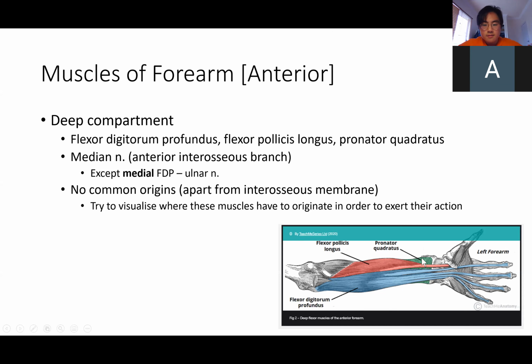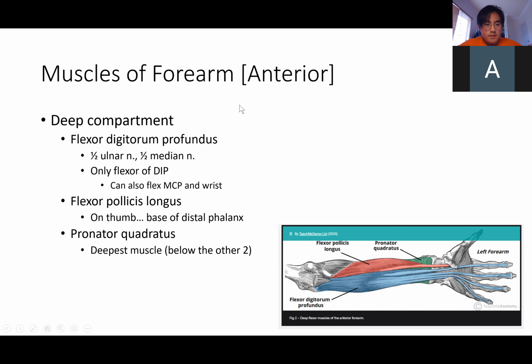And also know that the pronator quadratus is the deepest muscle in the anterior compartment. Oh, and just another thing, the name of this branch isn't important. I just put it here, but you don't need to know the name of this branch. Now we have just more info.